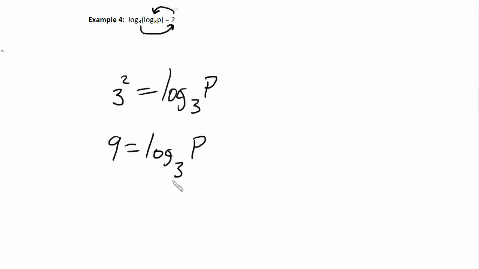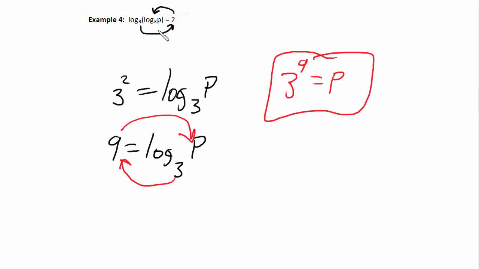Now apply the loop rule again. 3 to the 9th is equal to p. So p equals 3 to the 9th. That's our answer right there. We solved for the variable. The variable is right here. We solved for it. We're done. That one was pretty quick.